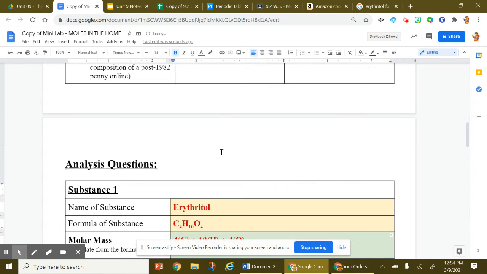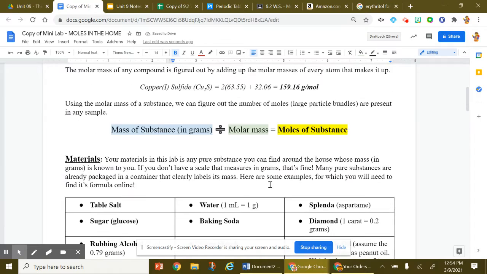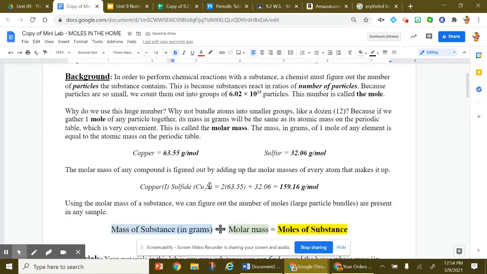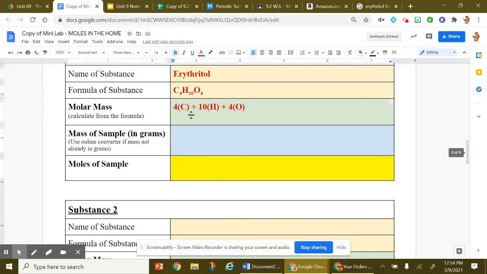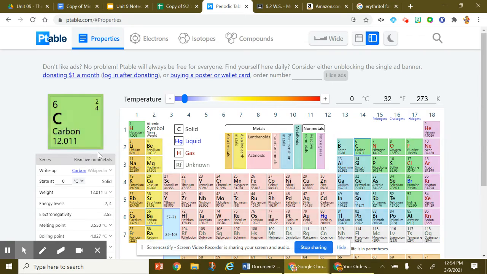I'm showing my work as I go here, guys. You should be showing your work, okay? So, C4 plus 10 H's plus O4s. Let me use a periodic table here. 4 times carbon is 12.01.